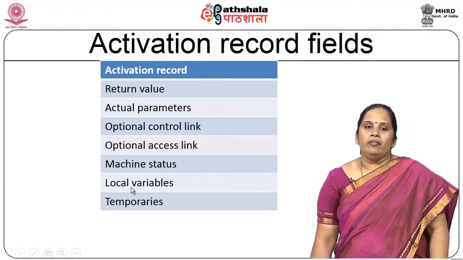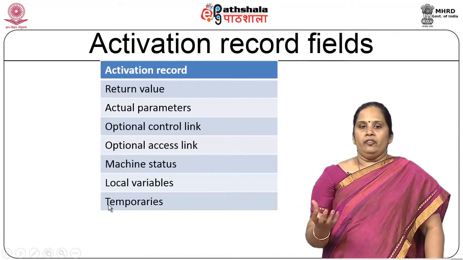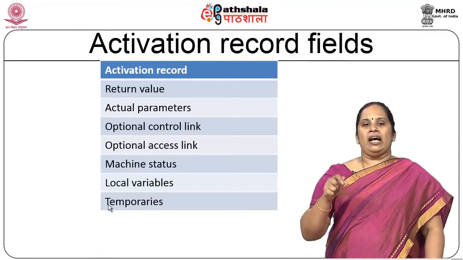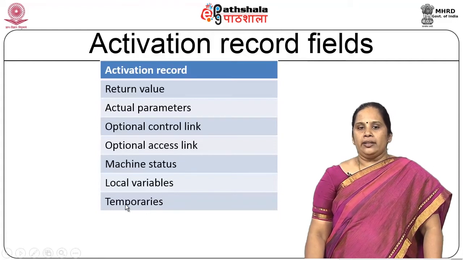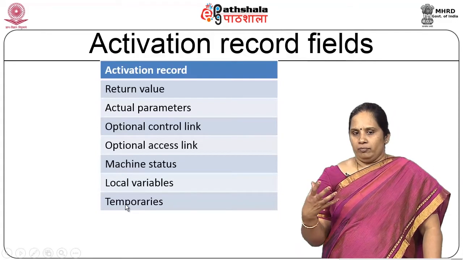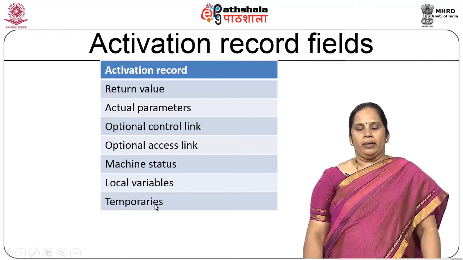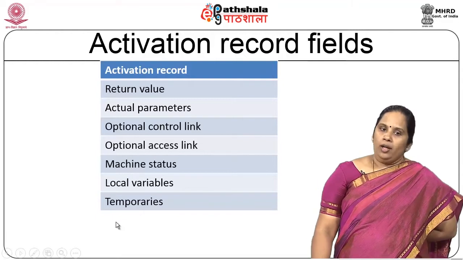Then the local variables and temporaries correspond to the called function's local variables. For example, again A calls B, B might have some set of local variables. Those are stored here, and the temporaries that are part of function B in our example are also available in this area. So temporaries could be T1, T2, whatever we are creating with reference to the called function.